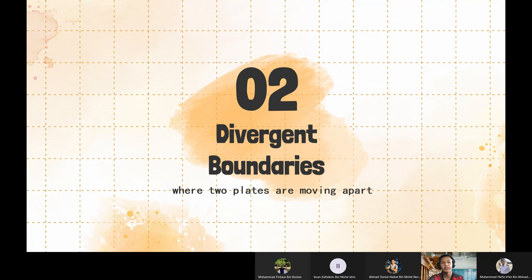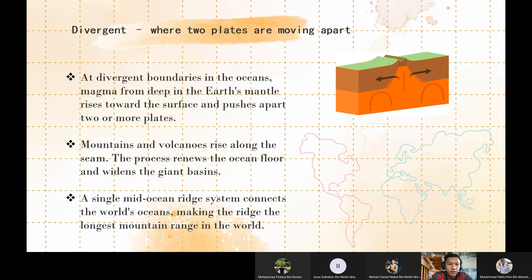Okay, for the second plate movement, divergent boundaries, where two plates are moving apart. At divergent boundaries in the oceans, magma from deep in the Earth's mantle rises toward the surface and pushes apart two or more plates, like in the picture here. Mountains and volcanoes rise along the seam. The process renews the ocean floor and widens the giant basins. A single mid-ocean ridge system connects the world's oceans, making the ridge the longest mountain range in the world.